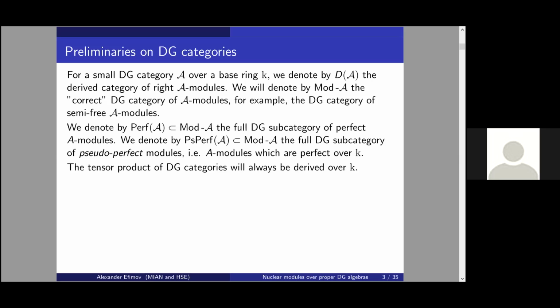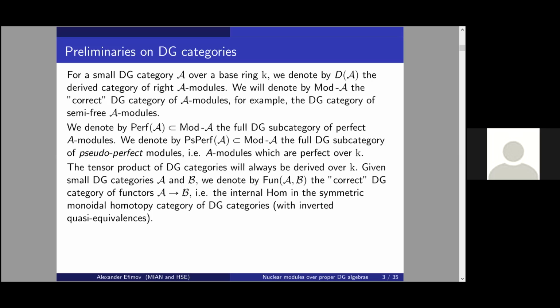The tensor product of DG categories and DG algebras will always be derived over the base ring. And for small DG categories, when I write functors between A and B, I mean again the correct DG category of functors, which is the internal Hom in the symmetric monoidal homotopy category of DG categories, where you invert quasi-equivalences.